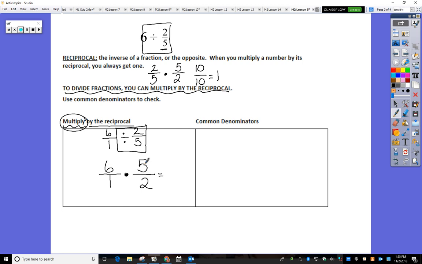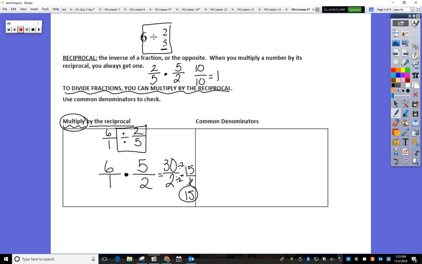So 6 times 5 is 30. 1 times 2 is 2. To simplify this, I can read this as 30 divided by 2, or I can divide both of them by 2, either way, to get 15/1, which is the same thing as 15.